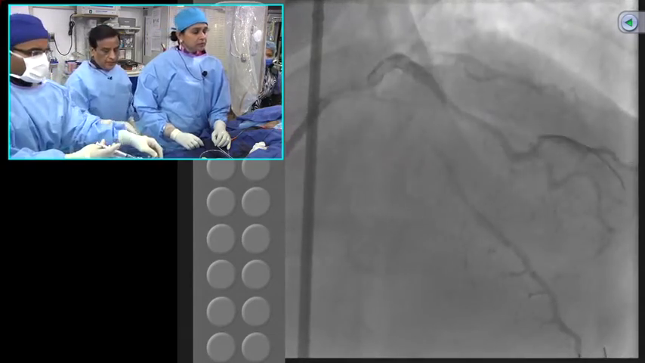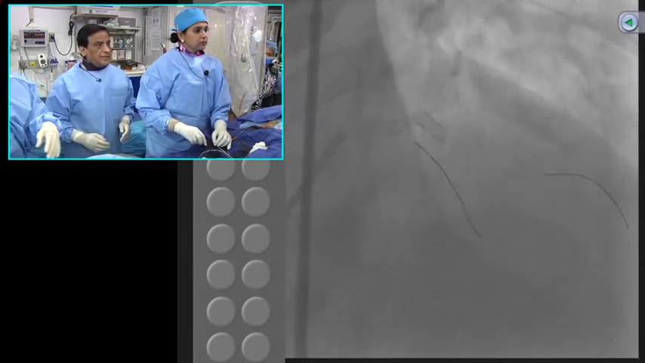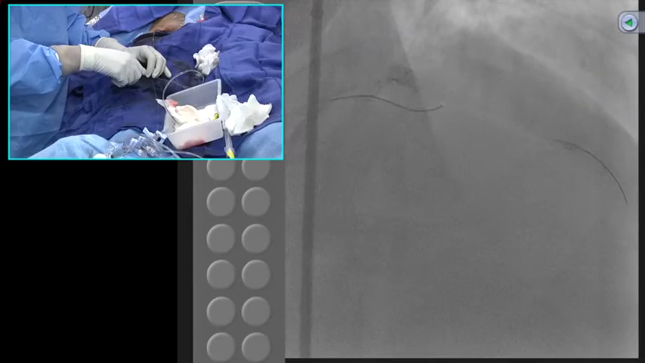You know what I'll do? Looking very good. Take the run-through wire into the lower branch now. The LAD you can always wire again. Let's try with one wire there in the superior branch, so we try to use the help of this wire.